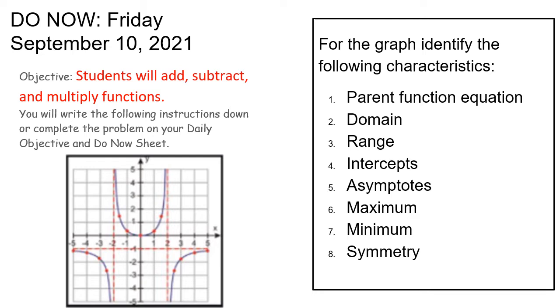But to get started, make sure on Canvas you complete your do now. Your do now, you are analyzing this function here. With analyzing this function, you're going to tell me what parent function it most resembles. So using your parent function book, on page 14, what's the domain? Remember, domain is from left to right, what's happening. Your range is from bottom to top, what's happening. Where are your x and y intercepts? Are there any asymptotes? What's the maximum value, minimum value, symmetry? You're going to answer all these questions about the function to the best of your abilities, okay?